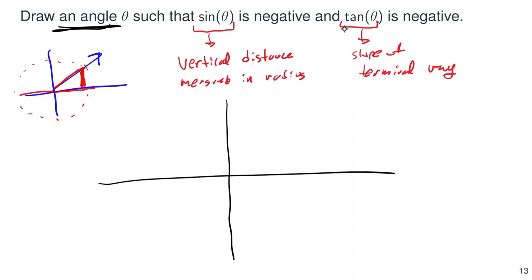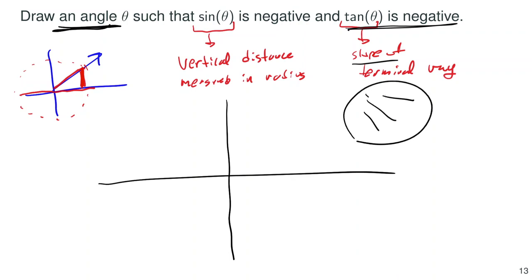Now slope is negative. When is tangent negative? That means when slope is negative. Slope negative means that we have a line that looks like this direction. These are all negative slope. Positive slope looks like this, right? Rise over 1, both are positive. But here, when x increases, y decreases. So the angle in fourth quadrant, let's say something like this right here.